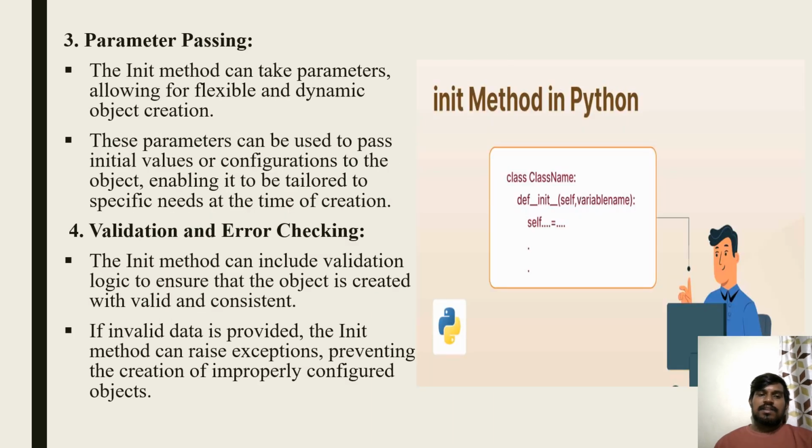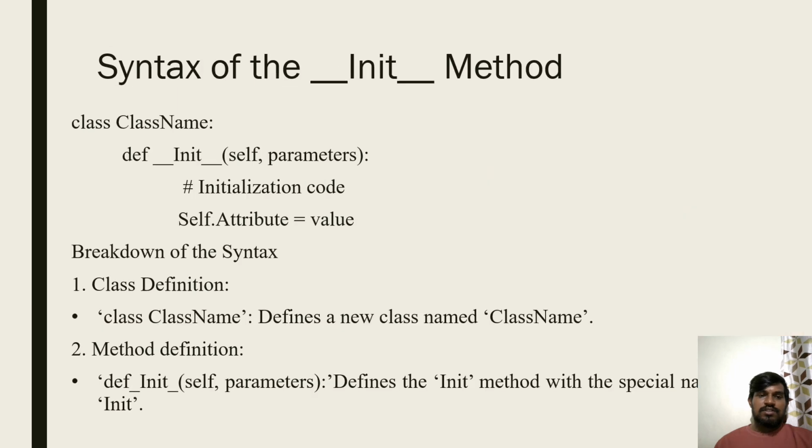Parameter passing. The init method can take parameters, allowing for flexible and dynamic object creation. These parameters can be used to pass initial values or configure the object, enabling it to be tailored to specific needs at the time of creation. Validation and error checking. The init method can include validation logic to ensure that an object is created with valid and consistent data. If invalid data is provided, the init method can raise exceptions, preventing the creation of improperly configured objects.